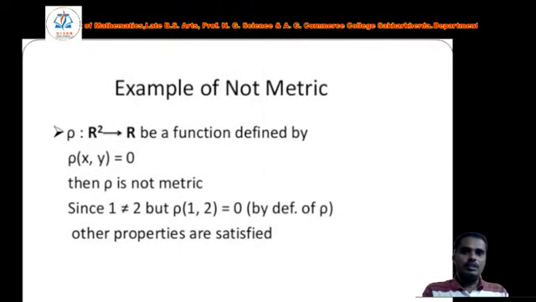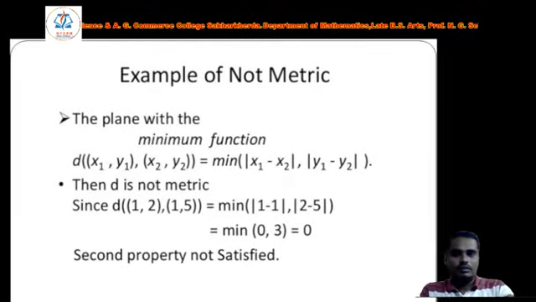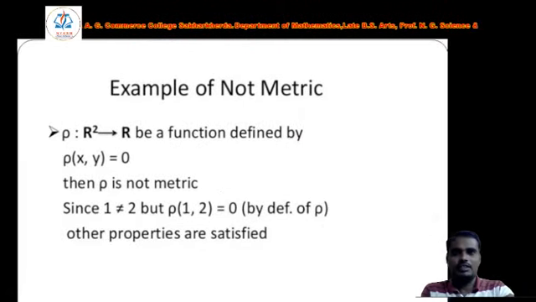Now the examples of non-metrics, which do not satisfy the definition or properties of a metric. Let rho from R to R be a function defined by rho(x, y) equals 0. Then rho is not a metric since 1 is not equal to 2, but the distance from 1 to 2 equals 0. By definition of rho, other properties are satisfied. Therefore this is not a metric because the first property is not satisfied there.